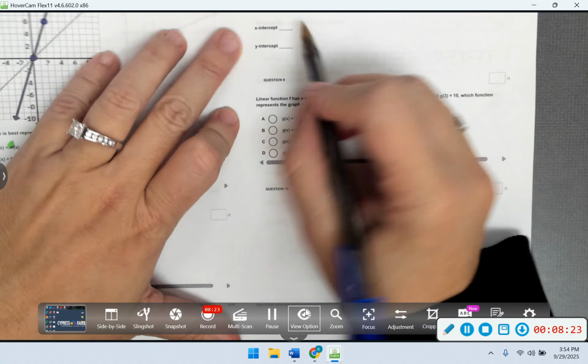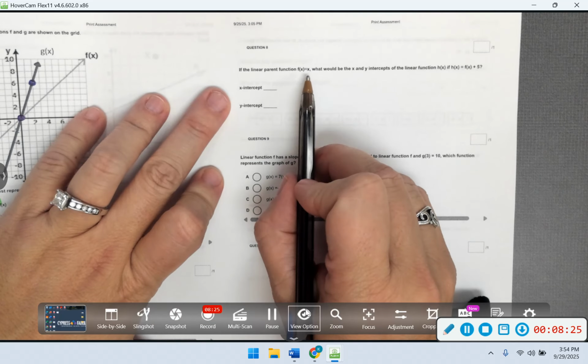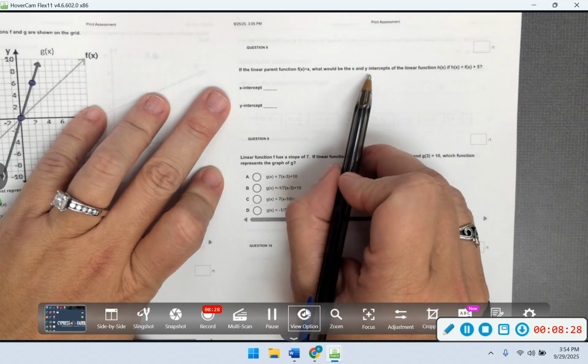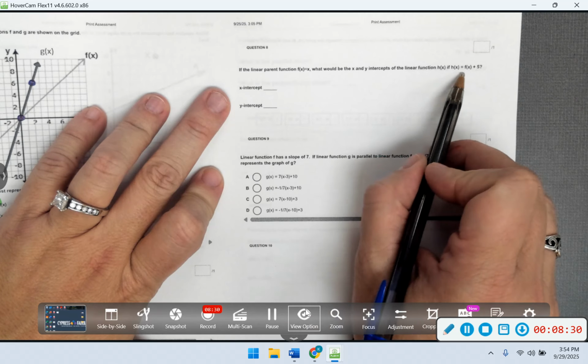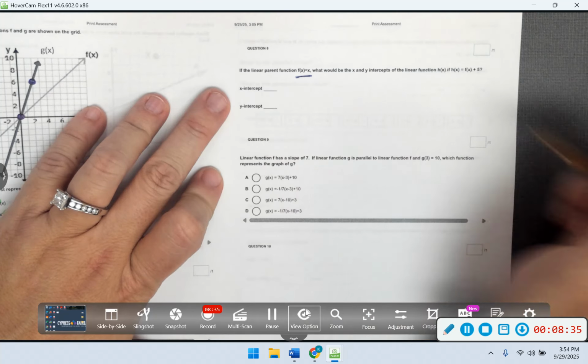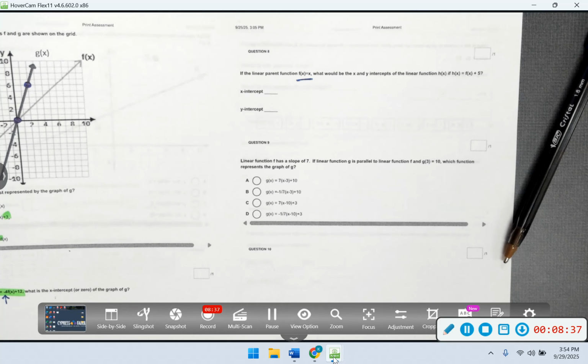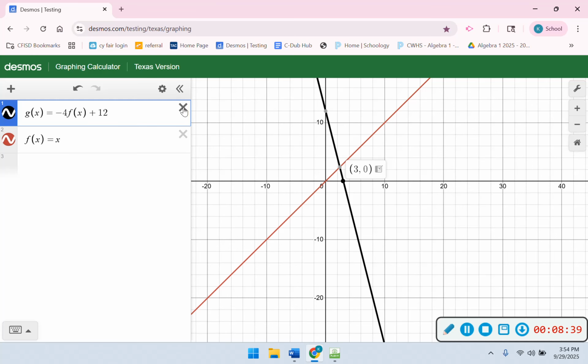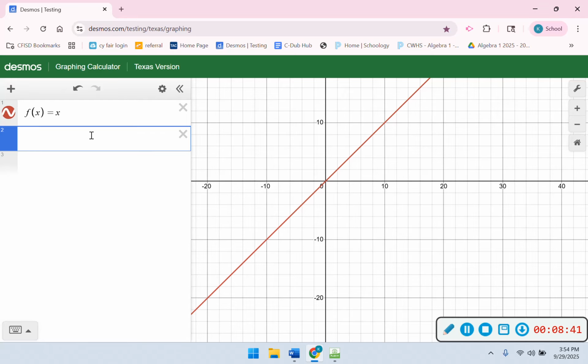Next question. So again, it starts with the parent function. What would be the x and y intercepts if we went here? All you have to do is plug it in, but again, it will not graph if you don't plug in f of x equals x as well. So I've already got f of x equals x in Desmos. Now I'm going to plug in exactly like it is. So h of x equals f of x plus 5. And it wants the x and y intercepts.